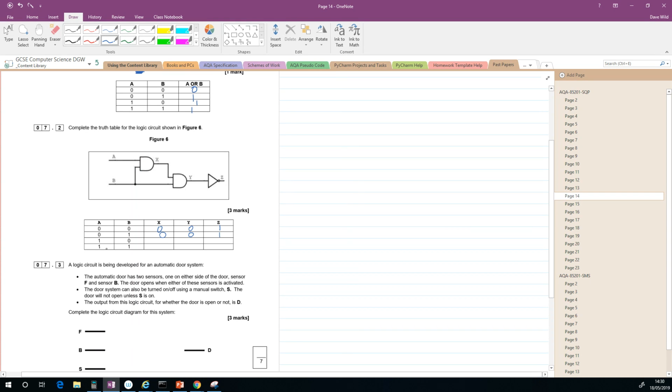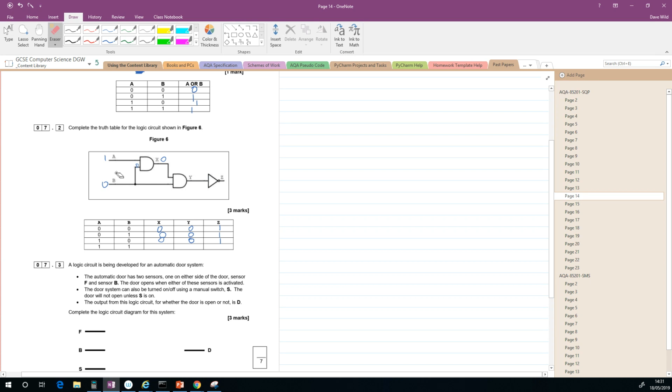Now it's got A as 1 and B as 0. So there's a 1 here. There's a 0 there. This 0 goes all the way along to here. 1 and 0, that's 0. So X is 0. There's a 0 here. 0 and 0 is also 0. So there's a 1. This is 0. And it NOTs this to be Z, so that's a 1, because it NOTs this 0 to be a 1.